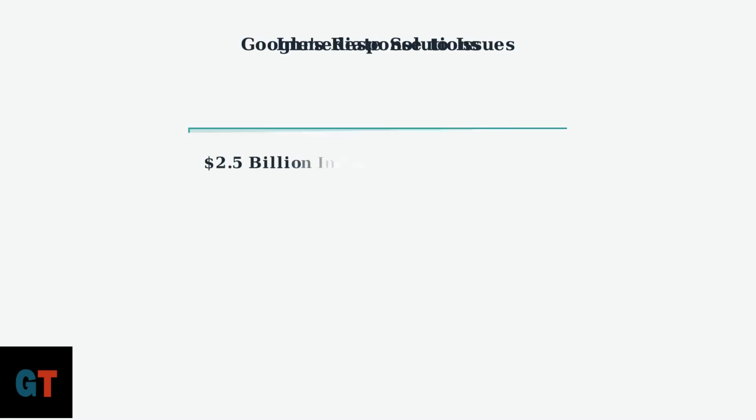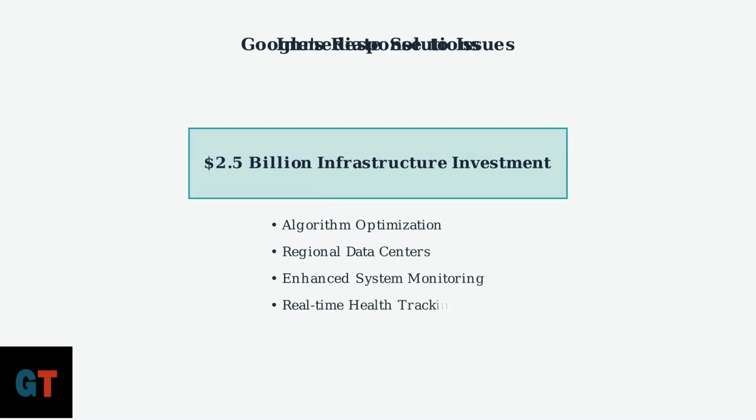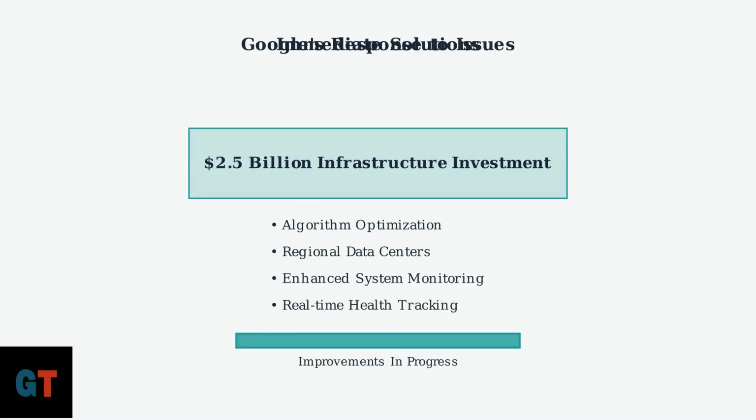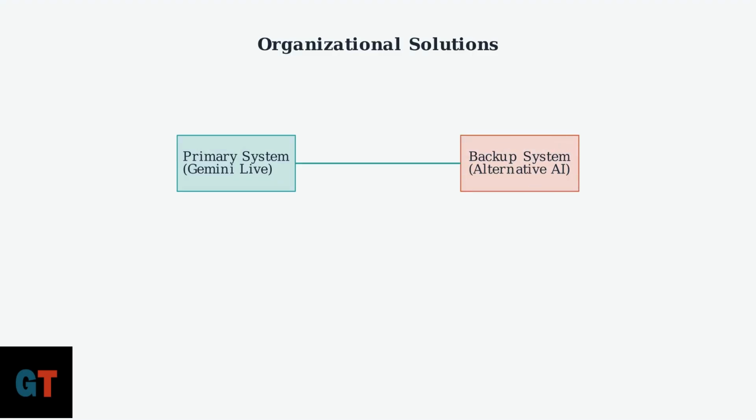Google is actively addressing these issues with a $2.5 billion infrastructure investment. They are optimizing algorithms, adding regional data centers, and enhancing system monitoring to improve the Gemini Live experience for all users. Organizations facing Gemini Live issues need comprehensive strategies to maintain reliable communication.